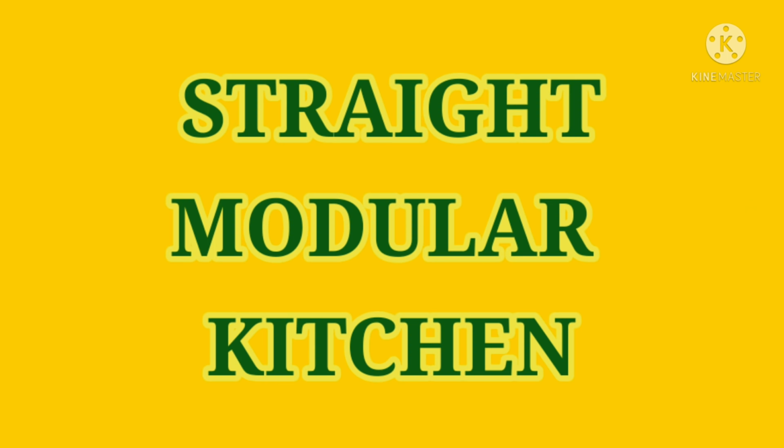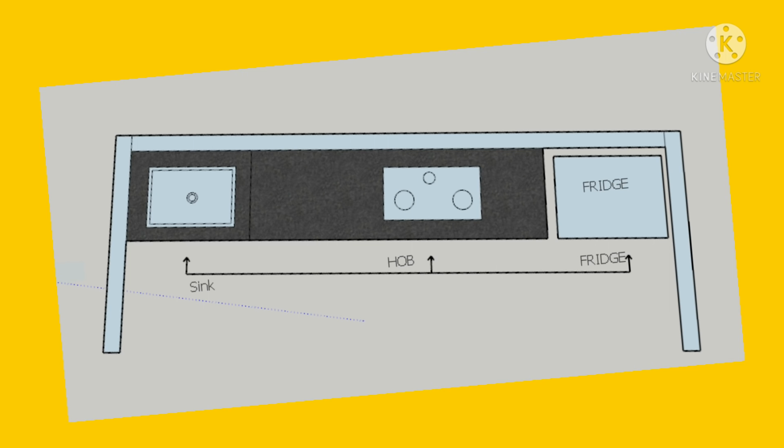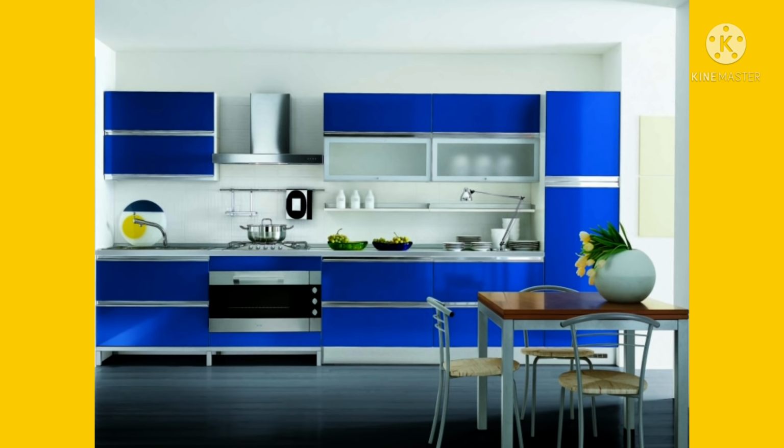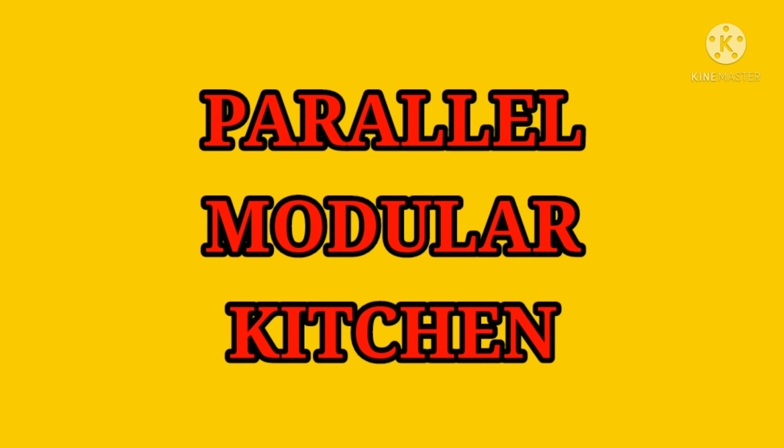Straight modular kitchen, commonly displayed in studio apartments. This type does have an easy workflow and will not have a work triangle. The design of a straight modular kitchen layout is compact and works for both small and large kitchen spaces.